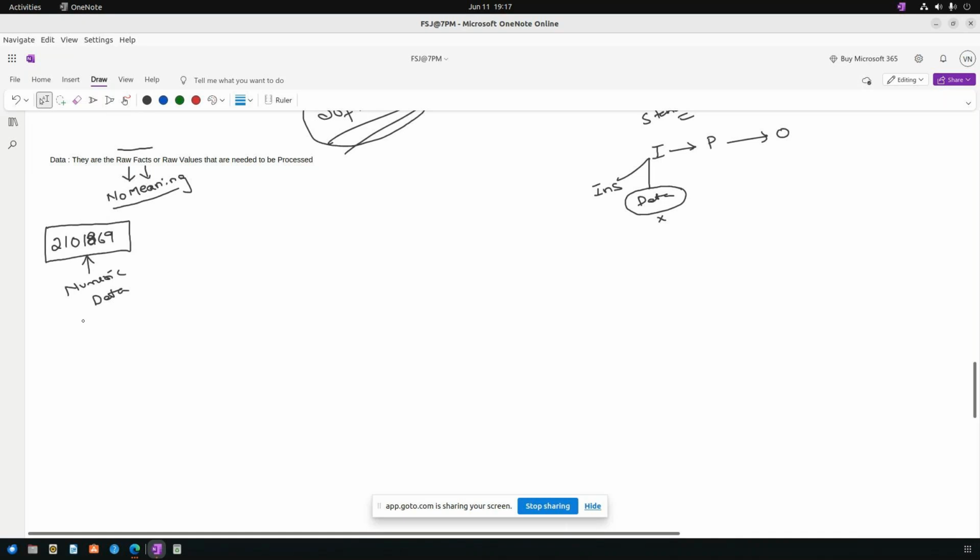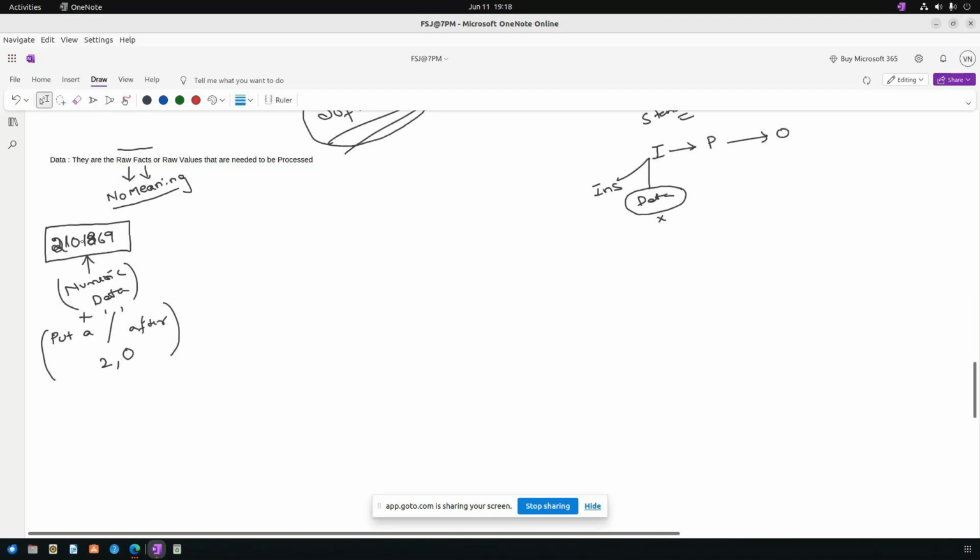Now I'll add an instruction to it. Now see the magic. The instruction I'm adding is: put a slash after 2 comma 0. So for 2101869, I'm giving an instruction. This is the instruction and this is the data.